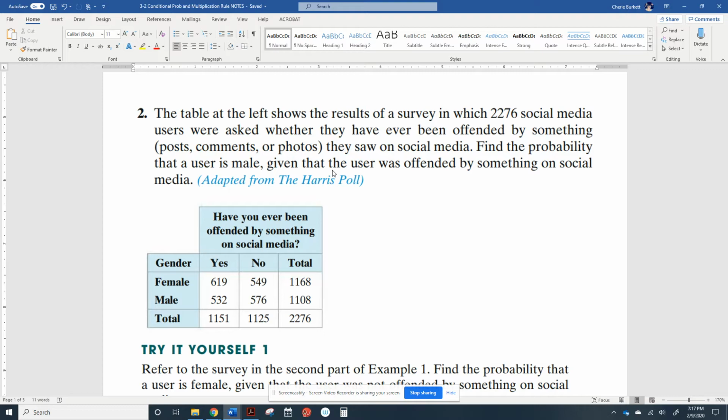Well, if you can't read the problem and write down your problem, you're going to have a hard time knowing which rule to apply. So what are we looking for? Find the probability that a user is male, given that the user was offended by something on social media.